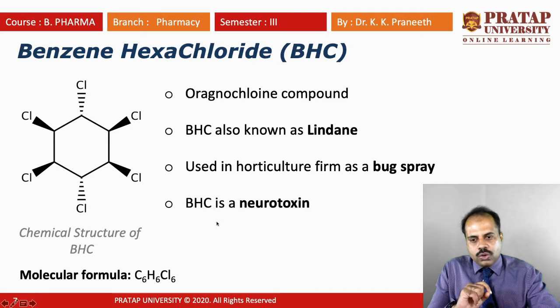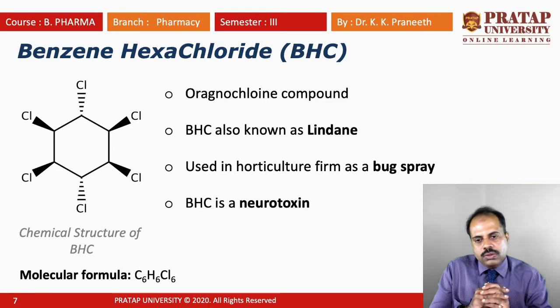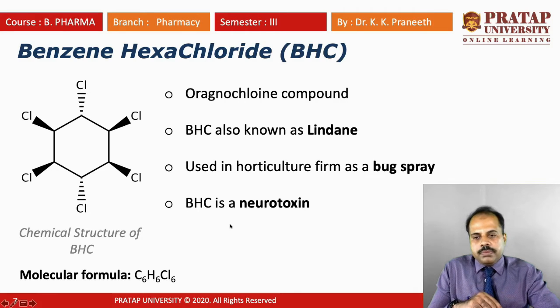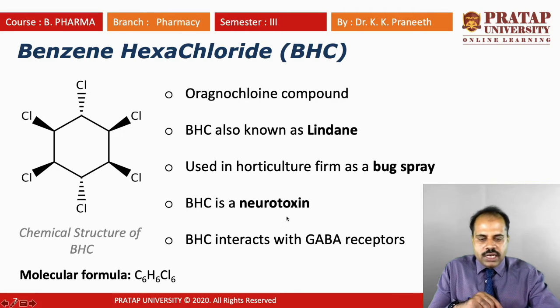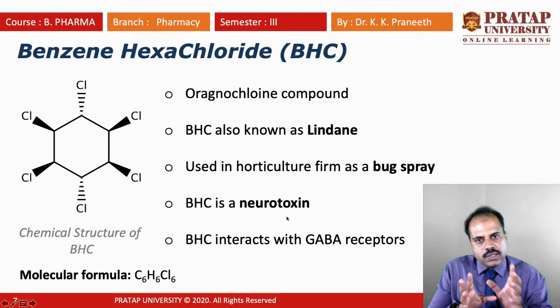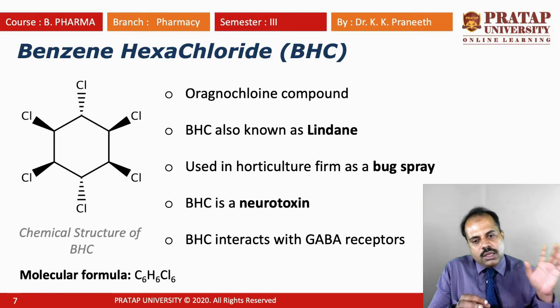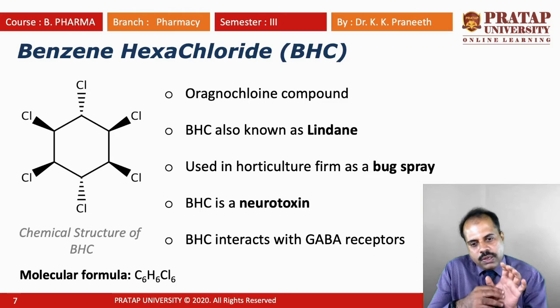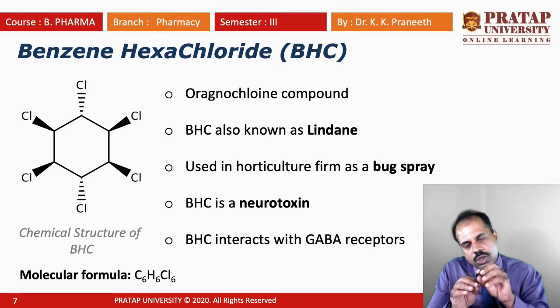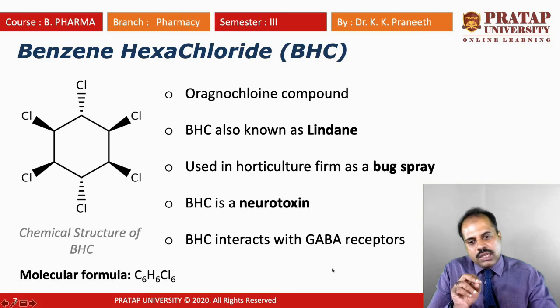But the important thing to note is that it is not good for human health because it is a neurotoxin. It is toxic to humans. How does it interact? This BHC interacts with the gamma receptor, the GABA receptor. GABA is a neurotransmitter. You will study this in medicinal chemistry. So just remember that BHC interacts with this neurotransmitter. That's why it is called a neurotoxin. Okay, it is toxic to human health.